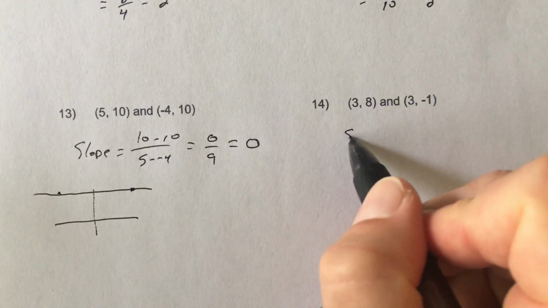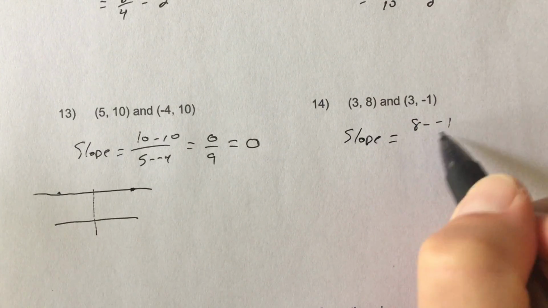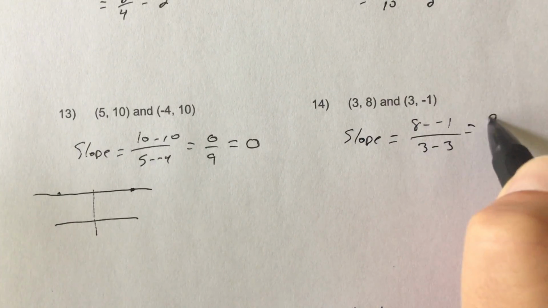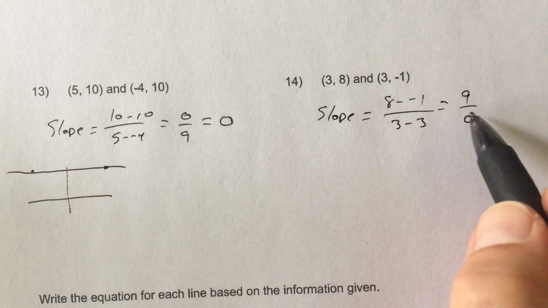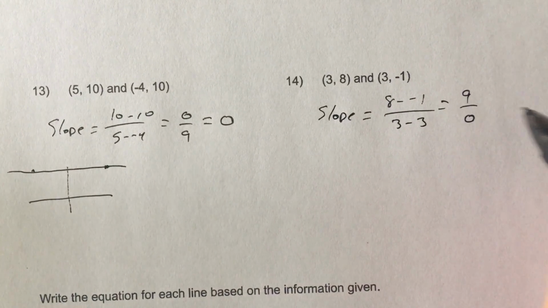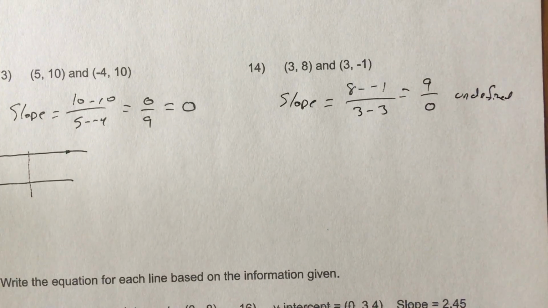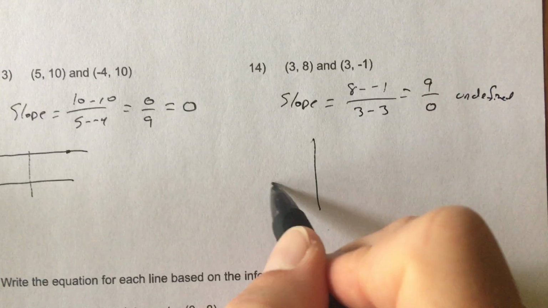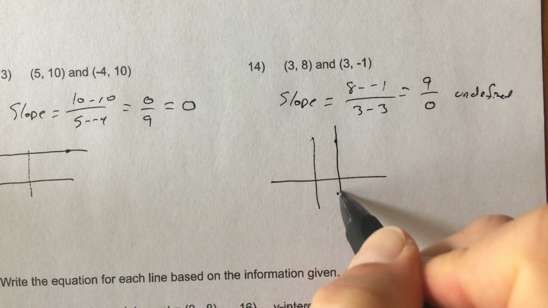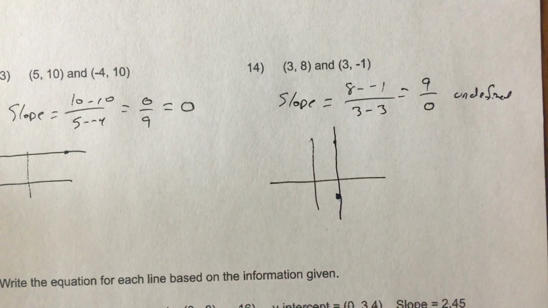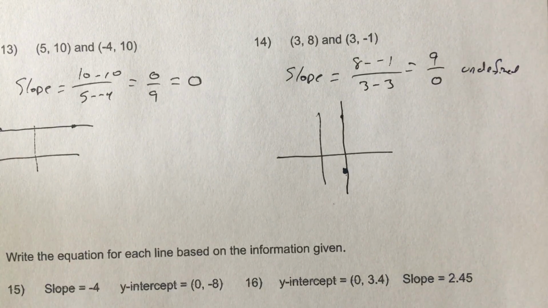Same thing over here. If I do the slope formula on this one, I get 8 minus -1 over 3 minus 3, which is 9 over 0. So if I say take 9 things and divide them into 0 groups, that doesn't make any sense, right? This is undefined. You cannot divide by 0. If you try this here, 3, 8, 3, -1, you'll see we're talking about a vertical line there, and that vertical line has a slope that's undefined.